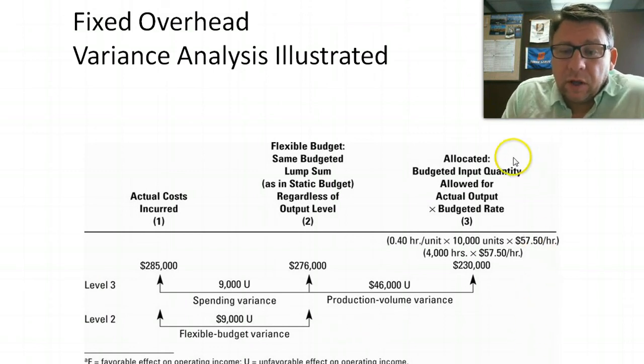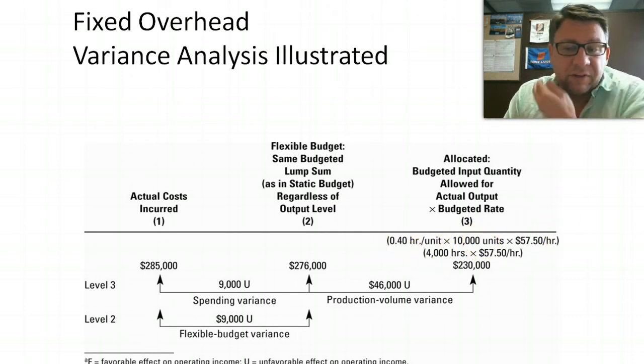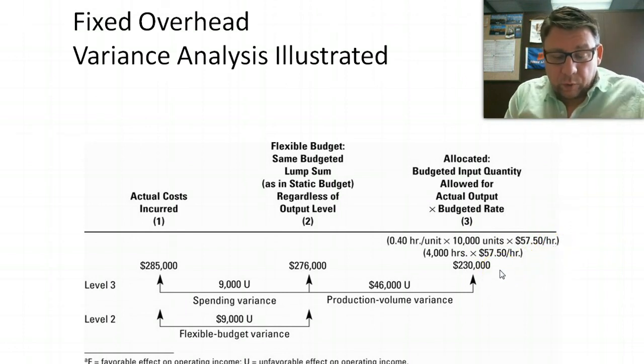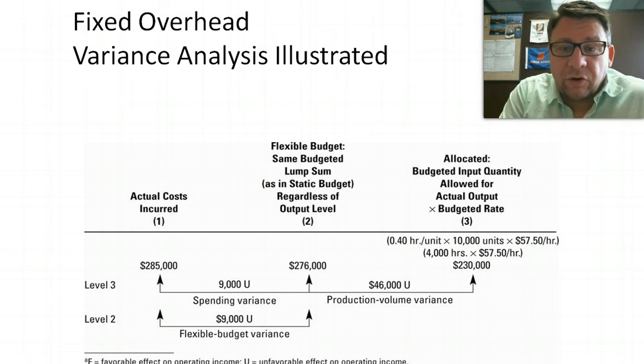However, in our absorption or production volume variance, we should have incurred 0.4 machine hours per unit times 10,000 units times $57.50, meaning that we produced enough to absorb $230,000 of overhead. We obviously wanted to absorb $276,000 of overhead, so we end up with a $46,000 unfavorable production volume variance.